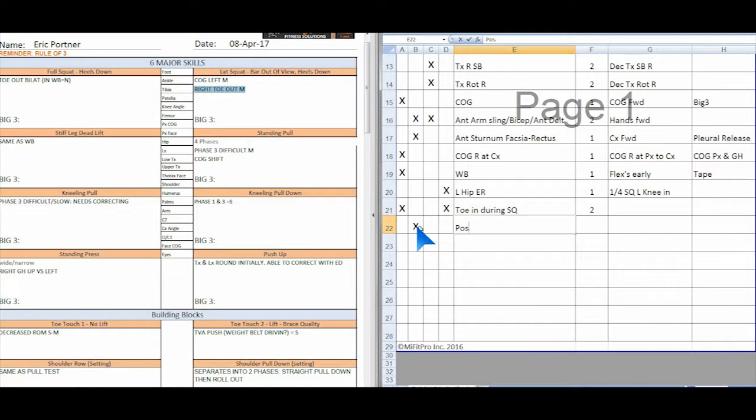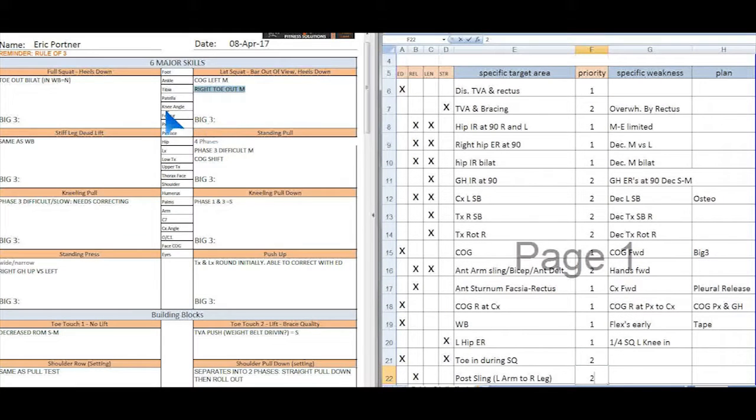So for Eric, I would put that I am going to release his posterior sling, and I'll put left arm to right, just so I know which sling I'm talking about. And I'll put that as a priority 2 item because we're not going to get to it before we do all the fundamental stuff.